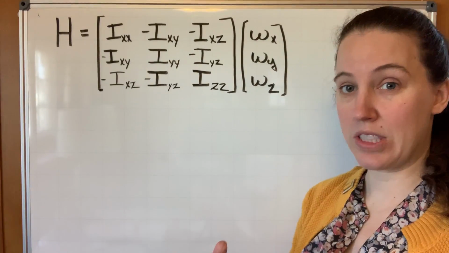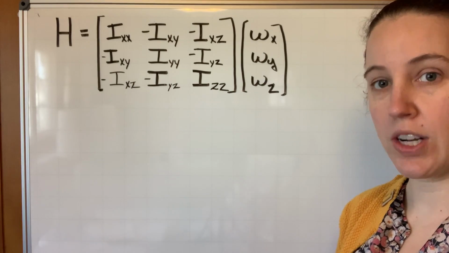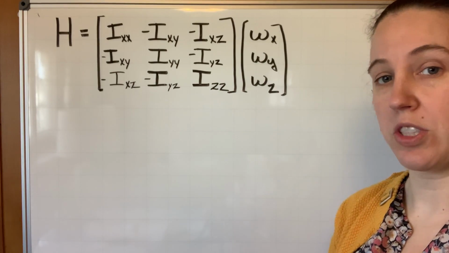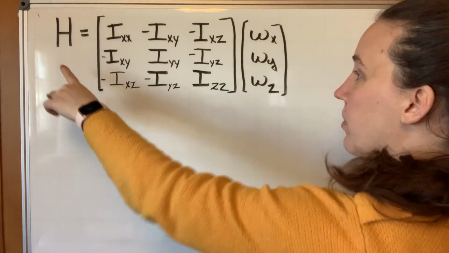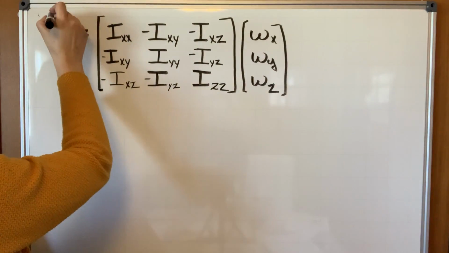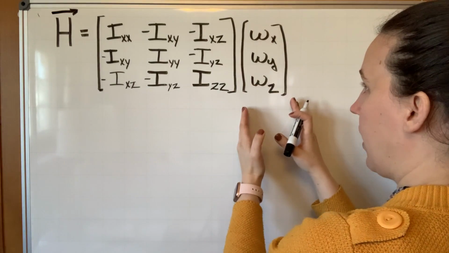So now we're just going to finish up our talking about angular momentum as a vector and how to calculate energy, which is not a vector but a scalar. So here we have our angular momentum vector, and we know that it's going to be some I matrix times some angular velocity vector.